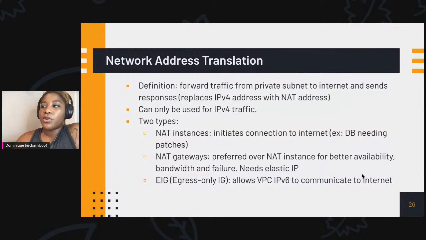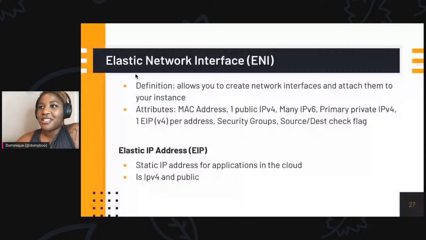All right, I think we're getting towards the end, because I don't think I have, yes, it's the last two because I didn't get far. We have Elastic Network Interface, which allows you to create network interfaces and attach them to your instance. Here are some different attributes to recognize an ENI. You also have Elastic IP addresses, which I was just alluding to before with the network address translation gateway. The key to know about Elastic IP addresses is that it's static.